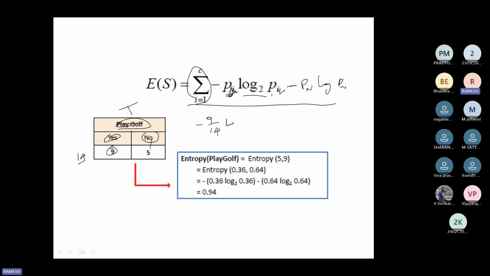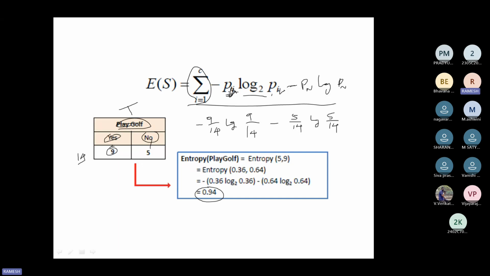9 by 14 log 9 by 14. Next, probability of no, 5 by 14 log 5 by 14. If we compute this, we'll get the entropy of the target variable, that is 0.94. We have just calculated the entropy of the target variable.